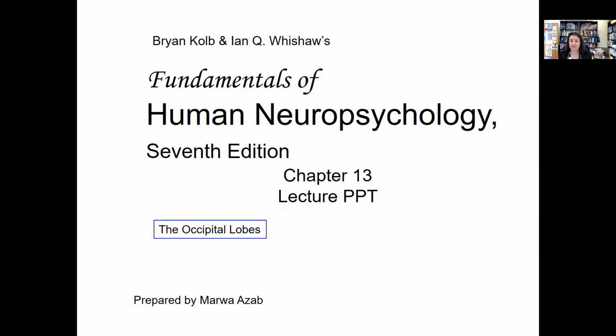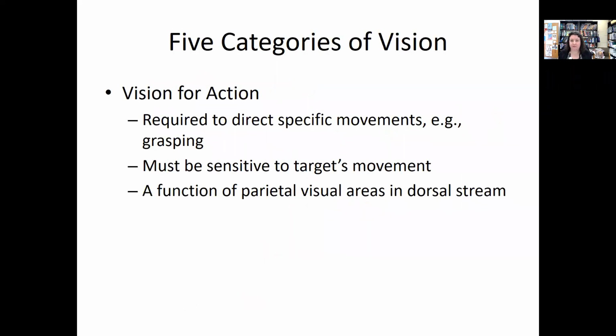Hello everyone! So today I'm just going to cover some basics of the visual system and its related disorders that people often get stuck on when I teach this class in person. So the first thing we're going to cover is the 5 categories of vision. People again get kind of stuck on this sometimes.